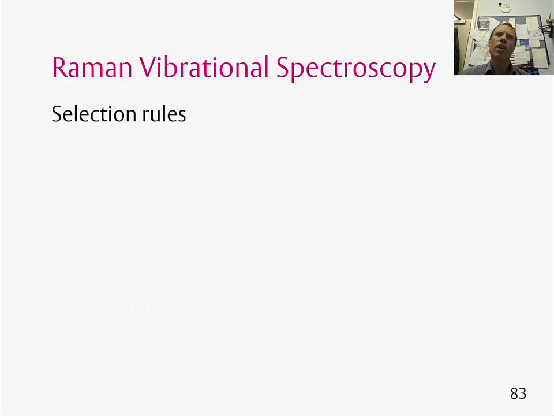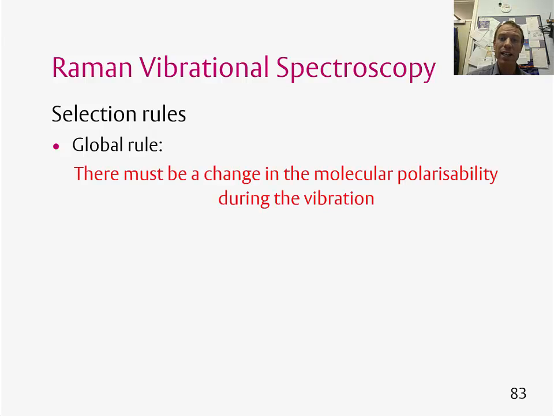Okay, so we've talked about vibration absorption spectroscopy. Well, you can also have Raman vibrational spectroscopy. So instead of having the absorption of light, we're getting scattering of light. So again, we've got our selection rules. The global selection rule for Raman vibrational spectroscopy is that there must be a change in the molecular polarizability of the molecule during the vibration. The specific rule, as with the vibration absorption spectroscopy, is that delta V is equal to plus or minus 1.